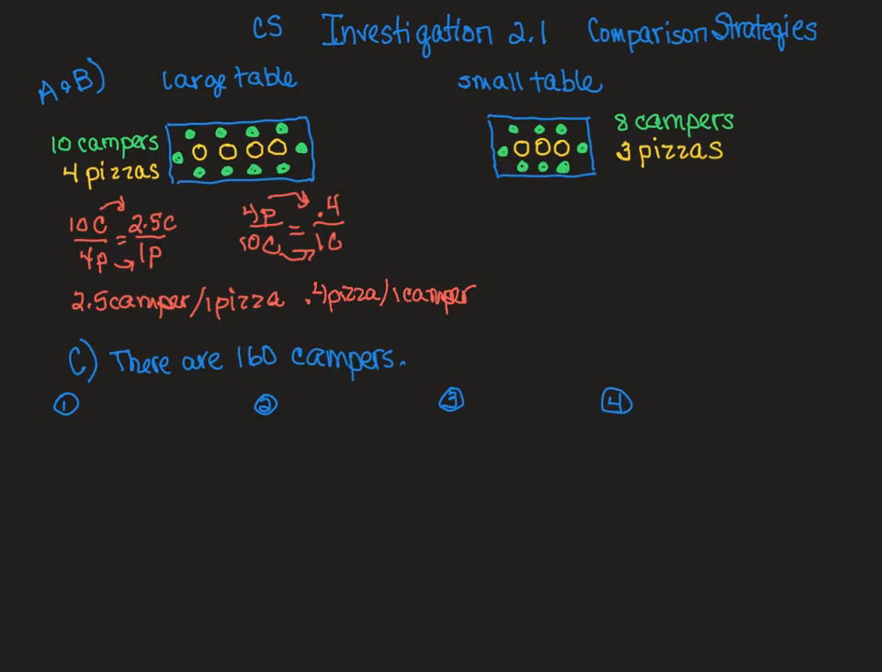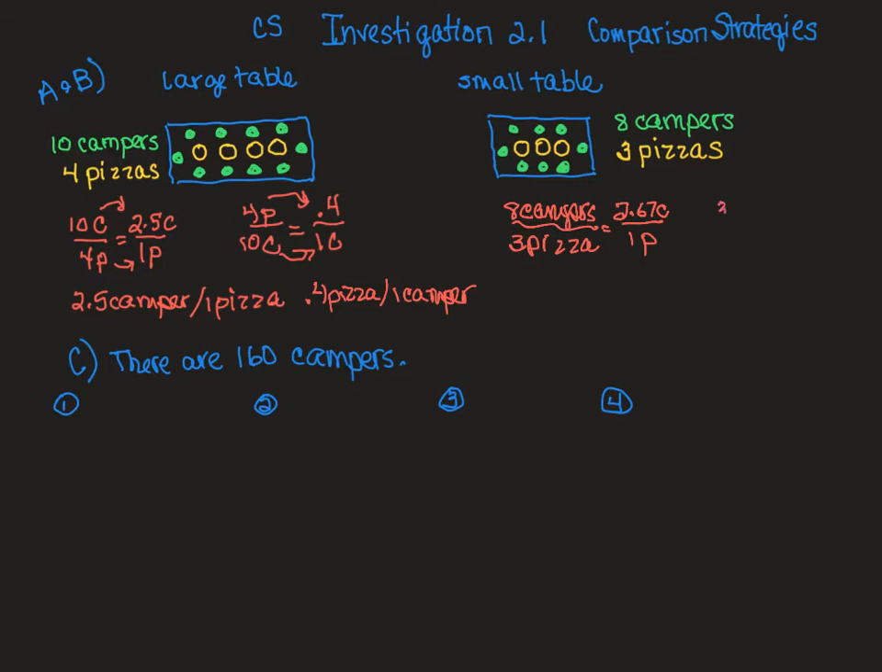So now I'm going to move to the small table because I need to compare. So in the small table, and I'm going to do it in the same order, I have 8 campers for 3 pizzas. Okay, and so I'm going to go to 1 pizza. How many campers is that going to be? And so I'm going to divide. I'm dividing by 3, and then I'm going to divide 8 by 3, and on the top there I'm going to get 2.67 campers.